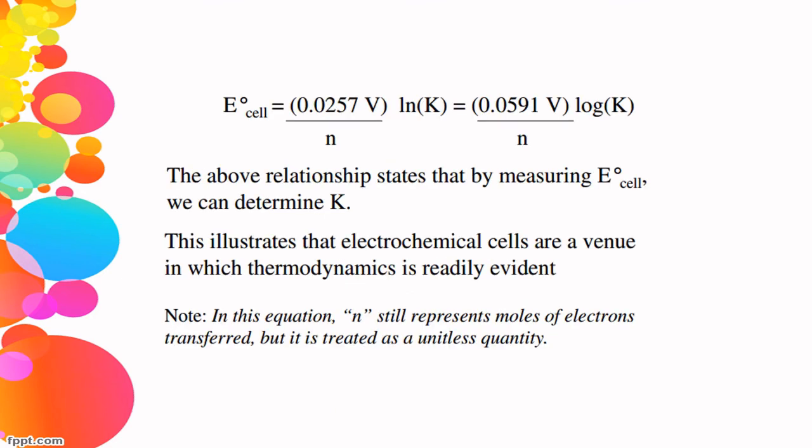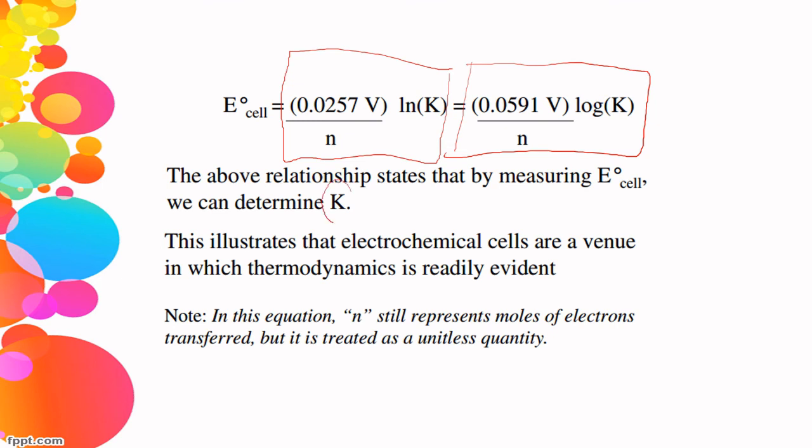For E naught cell, you can use this equation, or if you want to use log, it will be different. This is the formula if you use the log version, and this is the formula if you use the ln version. But both formulas show the relationship between E naught cell and the equilibrium constant. So this illustrates that electrochemical cells are a venue in which thermodynamics is readily evident.